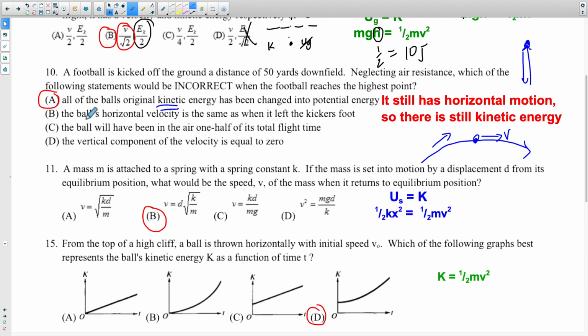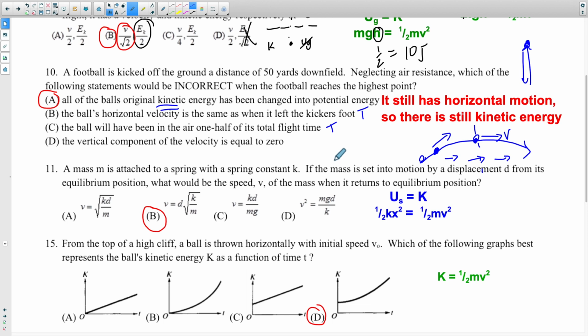The ball's horizontal velocity is the same when it's lifted. That is true. We've talked about how the horizontal velocity stays the same the whole way. The ball will have been in the air 1/2 of its total flight time. That's probably true. When it gets to the top, that's about halfway. I say probably because it really matters where it's launched from, but if we're assuming it's launched from the ground, then yes.